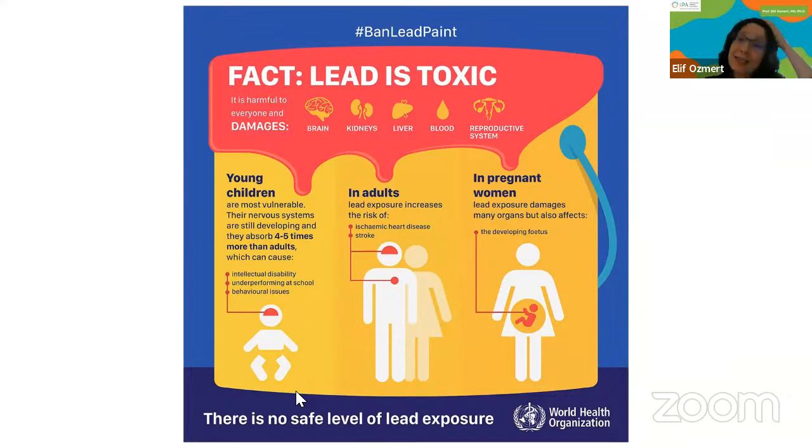So the main idea, as it has been presented before by the other speakers, is that we say no to any kind of lead exposure. And it does not only have effects for the young children and neurobehavioral effects, but also it affects the kidney, the liver, the blood, and the reproductive system. So there will be also an effect of transgenerational lead levels and the health effects of the lead.